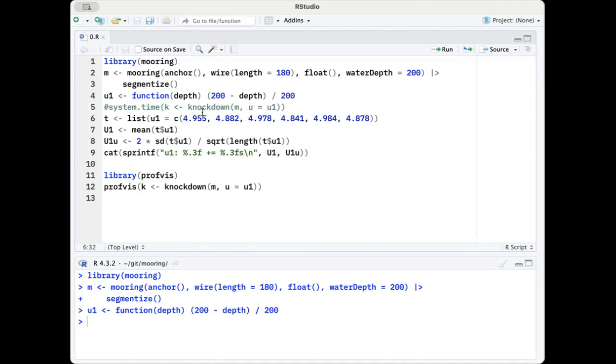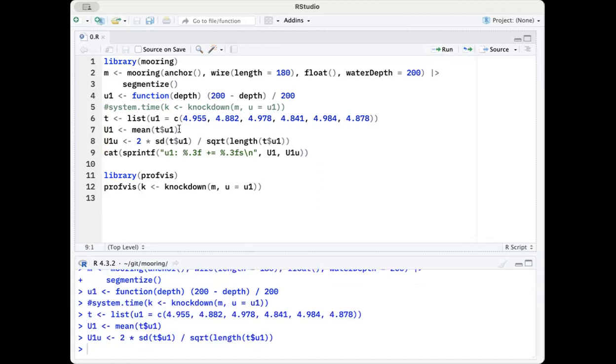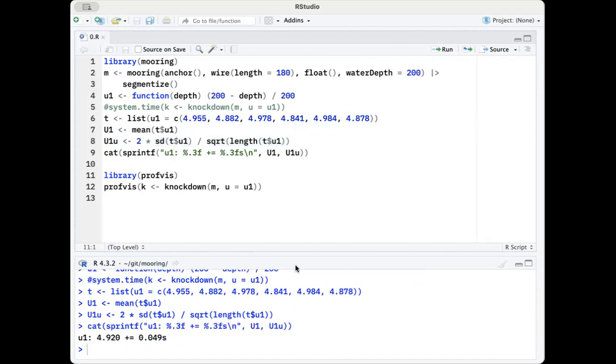I've run it a bunch of times, and I'm storing those times in this thing. I'm computing the mean of that, and this is twice the standard error. Can you see this part here? It's the standard deviation, that's SD, divided by the square root of the number of entries that I'm averaging. So I'll spit that out. And the answer that you get is 4.9 plus or minus 0.05. That's what I'm getting from that.